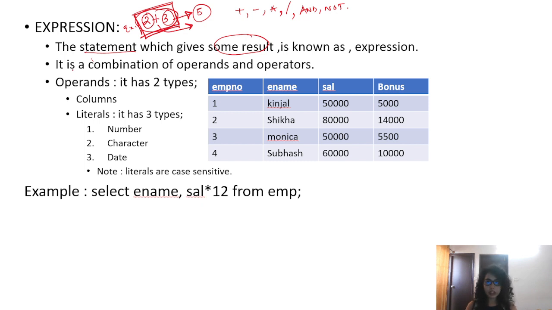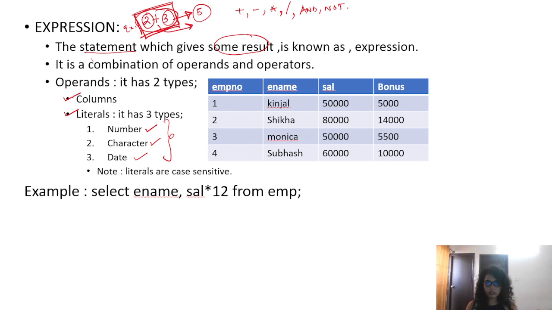Now, in SQL we have two types of operands. First, it can be columns. It can be literals also. In literals we can have three types: first is number, second is character, third is date. While writing the query, we'll understand this line by line, but now I'm keeping it short.